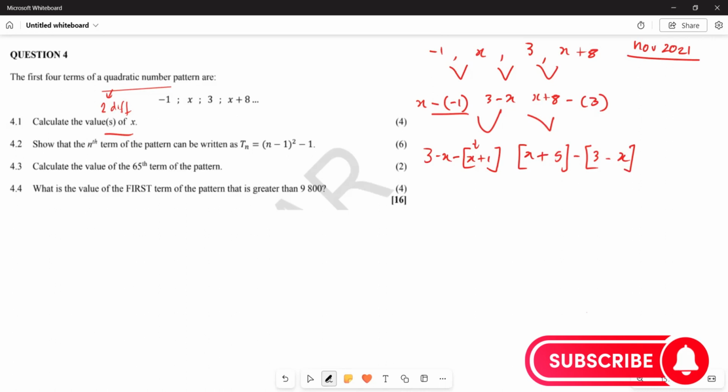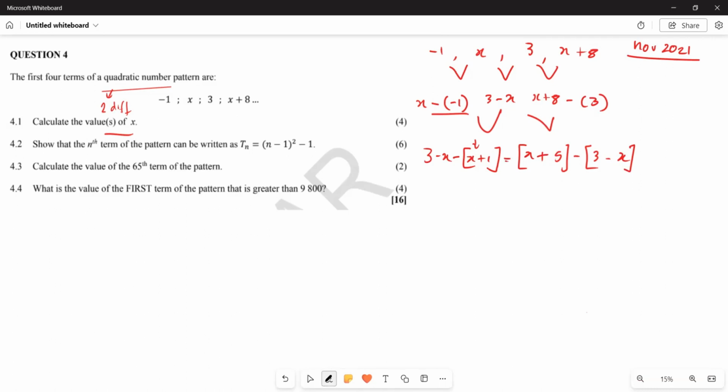Now let's continue along. The next thing you are going to do is equate both of these equations. So this is the same as 3 subtract x, subtract x, and then subtract 1, is equal to x plus 5 subtract 3 and then plus x. That is going to be the equation that you are going to solve.